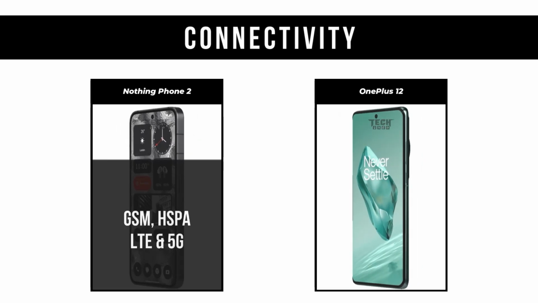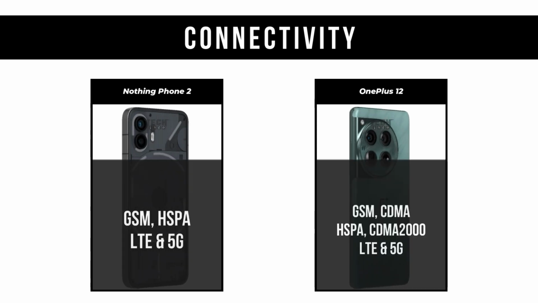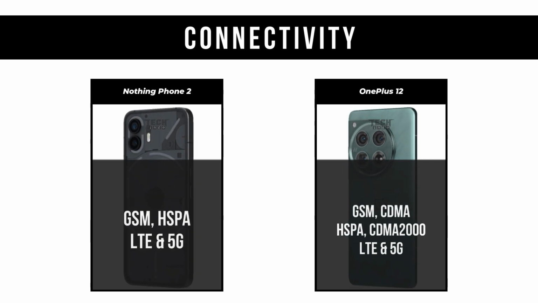Connectivity. Nothing Phone 2 is GSM, HSPA, LTE, and 5G. OnePlus 12 is GSM, CDMA, HSPA, CDMA 2000, LTE, and 5G.